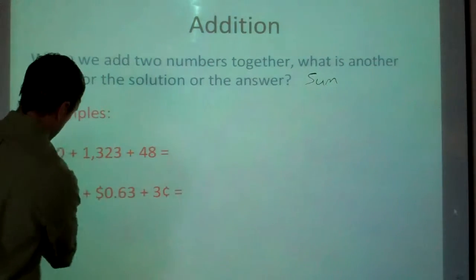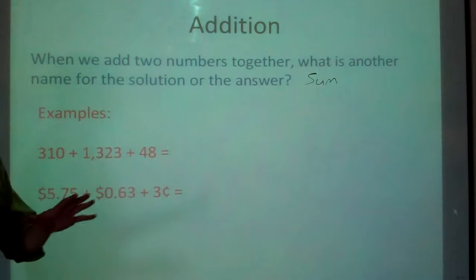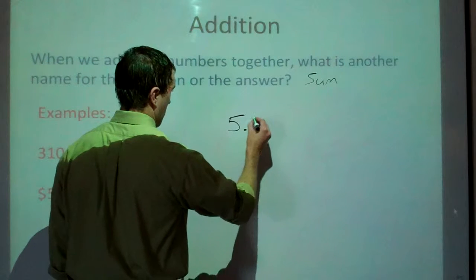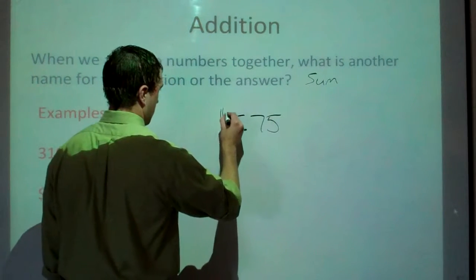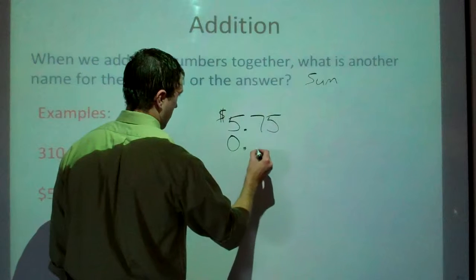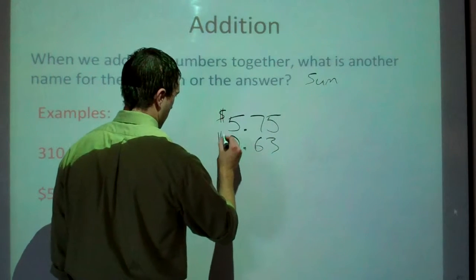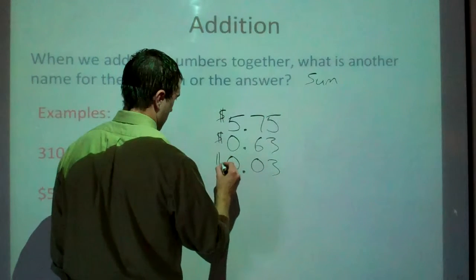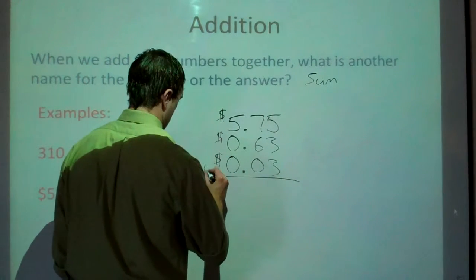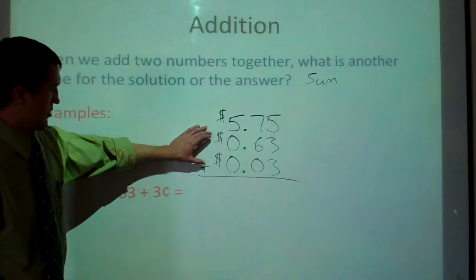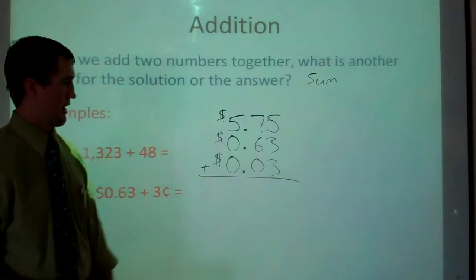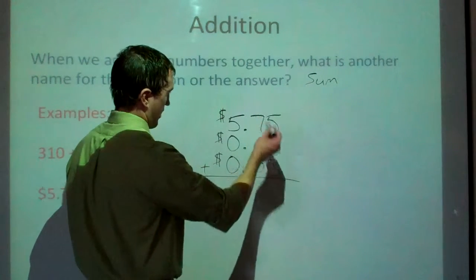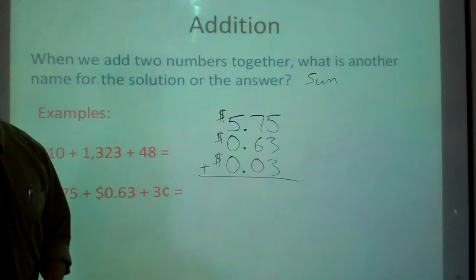Stacking all these together, I would start with 575, then $0.63, and 0.03. We know that these aren't dollar amounts, these are actually cents, but now we have everything in the correct form. We can go ahead and do our addition, straight down, carry, all that good stuff. So it's all in the setup.